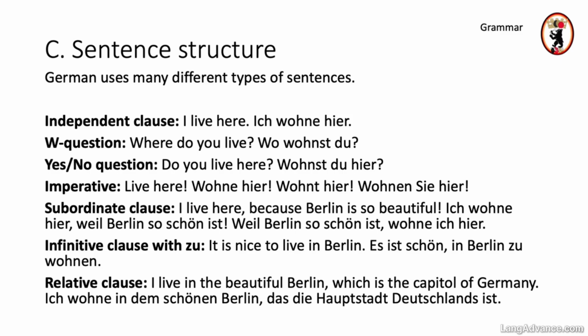Infinitive clause with zu, it is nice to live in Berlin. Es ist schön, in Berlin zu wohnen. Relative clause, I live in the beautiful Berlin, which is the capital of Germany. Ich wohne in dem schönen Berlin, das die Hauptstadt Deutschlands ist. Obviously, I don't expect you to learn and use these, but you can see here why learning German takes so much time. If the same thing can be said in so many different ways, it is challenging to learn quote-unquote enough German in a short amount of time to be prepared for every eventuality.